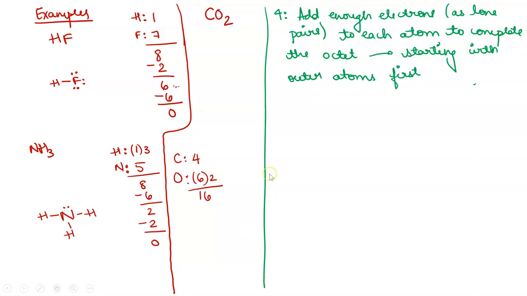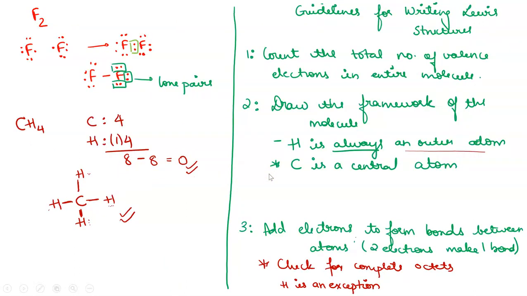Now in the framework, I'm actually going to add a couple more points here. In this case, remember the rule was that you always put hydrogen as an outer atom, and carbon always wants to be a central atom. So that's your clue to build a framework for this molecule.